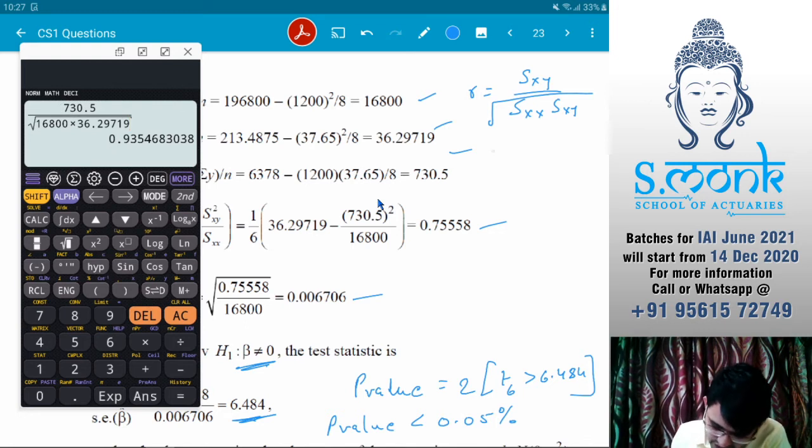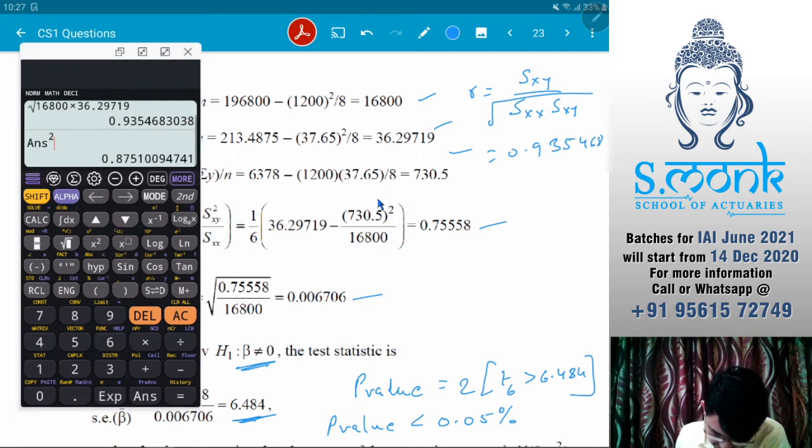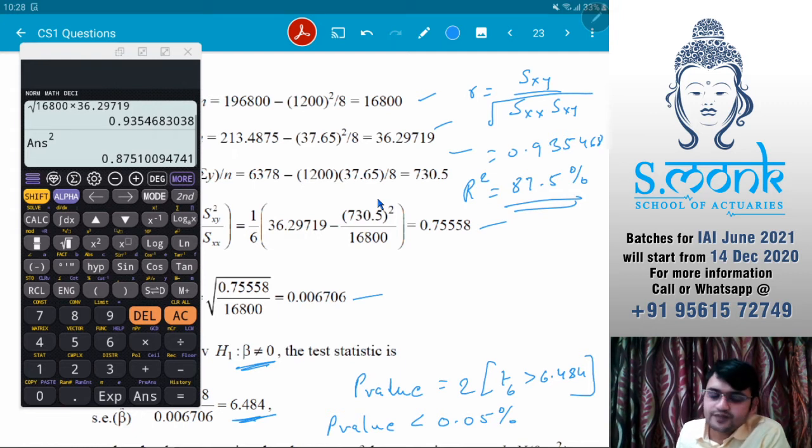So r is equal to 0.935468. If I square this, we'll get r squared, which we call the coefficient of determination, or you can also call it the fit of the model. We write it in terms of percentage, so it will be 87.5%. This tells us that 87.5% of the data is very well represented by this linear model.